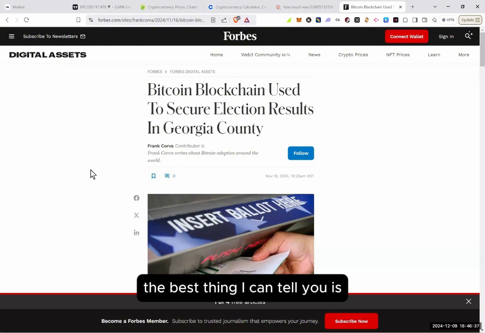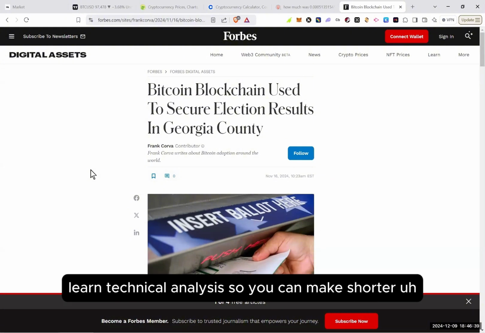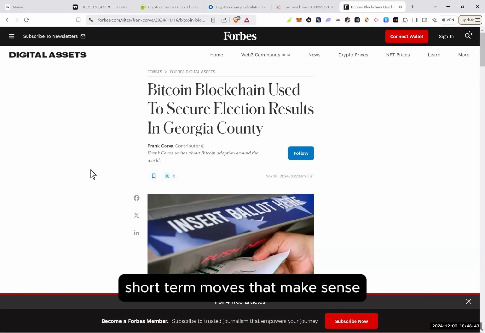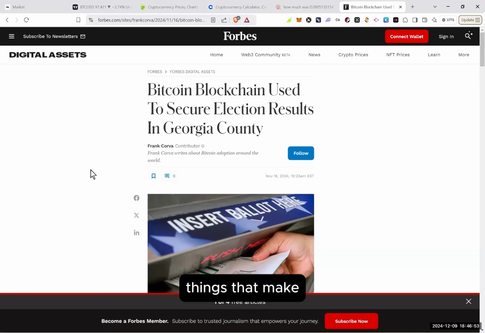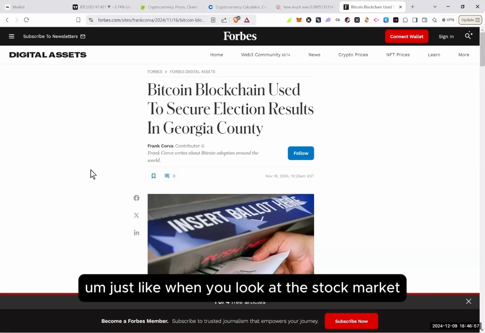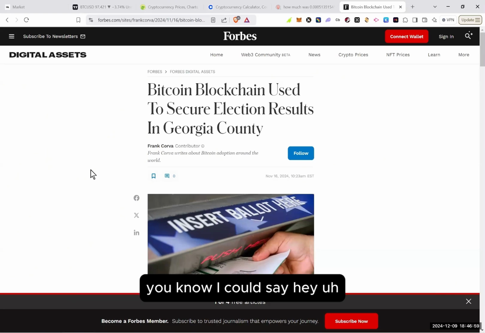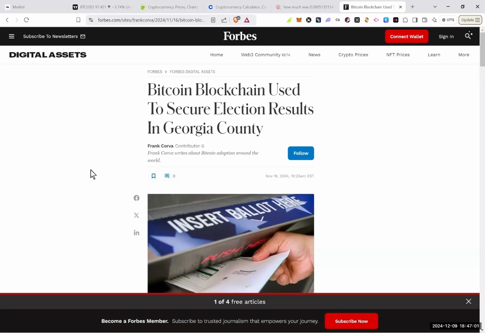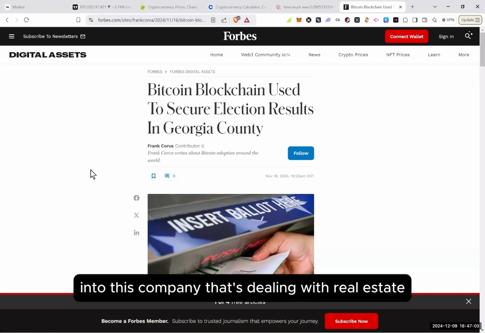For anybody who's in here like, man, I just want to make some money, the best thing I can tell you is learn technical analysis so you can make short-term moves that make sense. But if you don't know technical analysis, then I would take the route of investing in assets that I consider good long-term investments, things that make sense for actual infrastructure in the world.